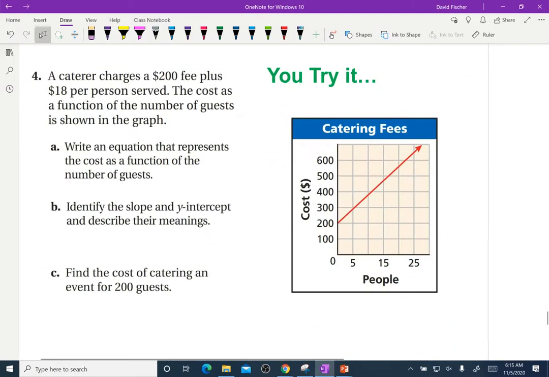So here's the one for you to try. Give it a shot. Pause the video. It's going to take some time. Here's a caterer. They charge a $200 fee up front. So you walk in and say, I want to use your services. Well, they have to spend some time with you talking about things, how many people are coming. And so they're going to say, well, this come-talk-to-you is going to be $200. And then we're going to charge you $18 per person that we have as guests. So work your way through that. Pause your video and then come on back and let's see how you did.